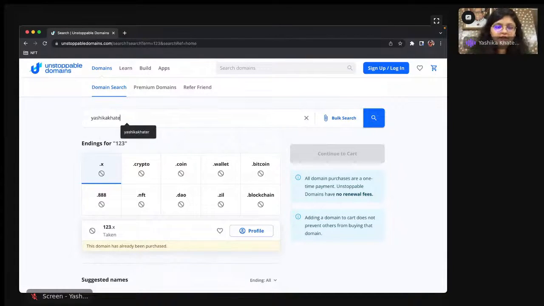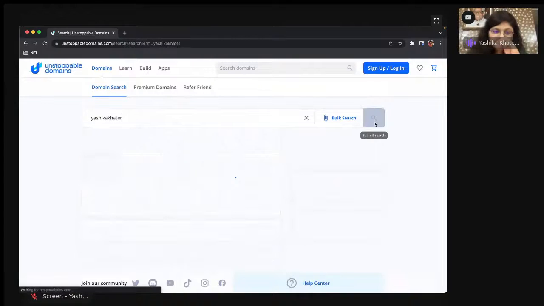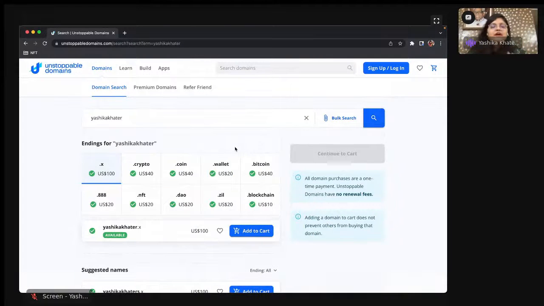Say, for example, if I was to check Yashika Khated in this search, you see, if I have to buy .x domain, it is $100. .crypto is 40. .coin is 40. .wallet is 20. .bitcoin 40. 888 20. NFT 20. DAO 20. ZIL 20. Blockchain 10. So when would DAO be useful for me?